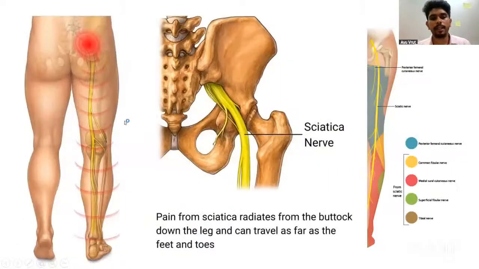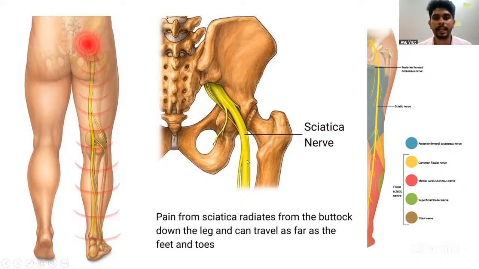So another most common clinical presentation you will see is sciatica. Can you see this redness? So this picture has been zoomed over here. As we can see, this is the sacrum of the patient. This is the iliac portion of the pelvis. This is the sacroiliac joint. And just below this iliac portion, you see this sciatica nerve arising.